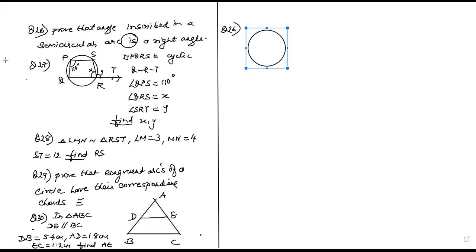If you draw a diameter of a circle, children, you get the semicircular arc.